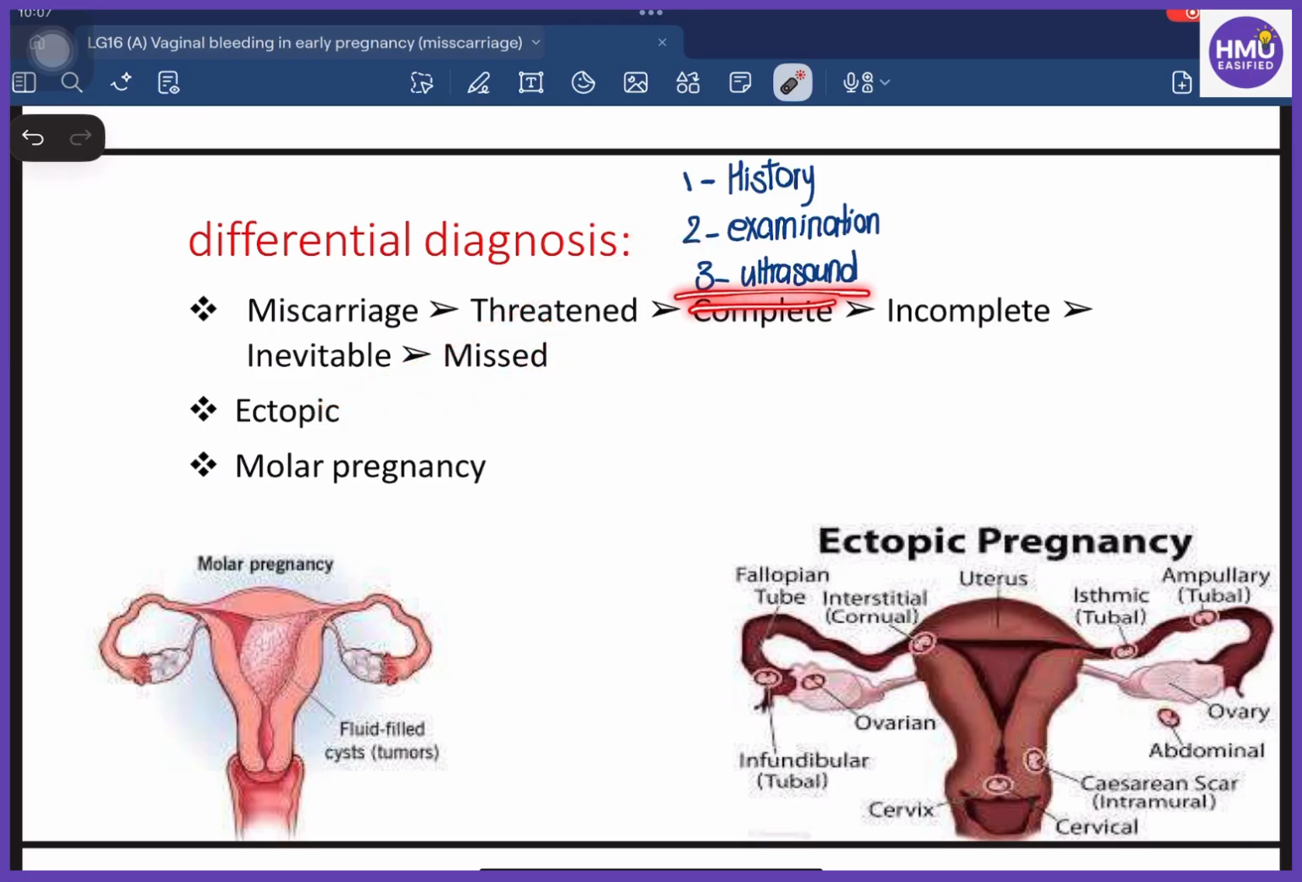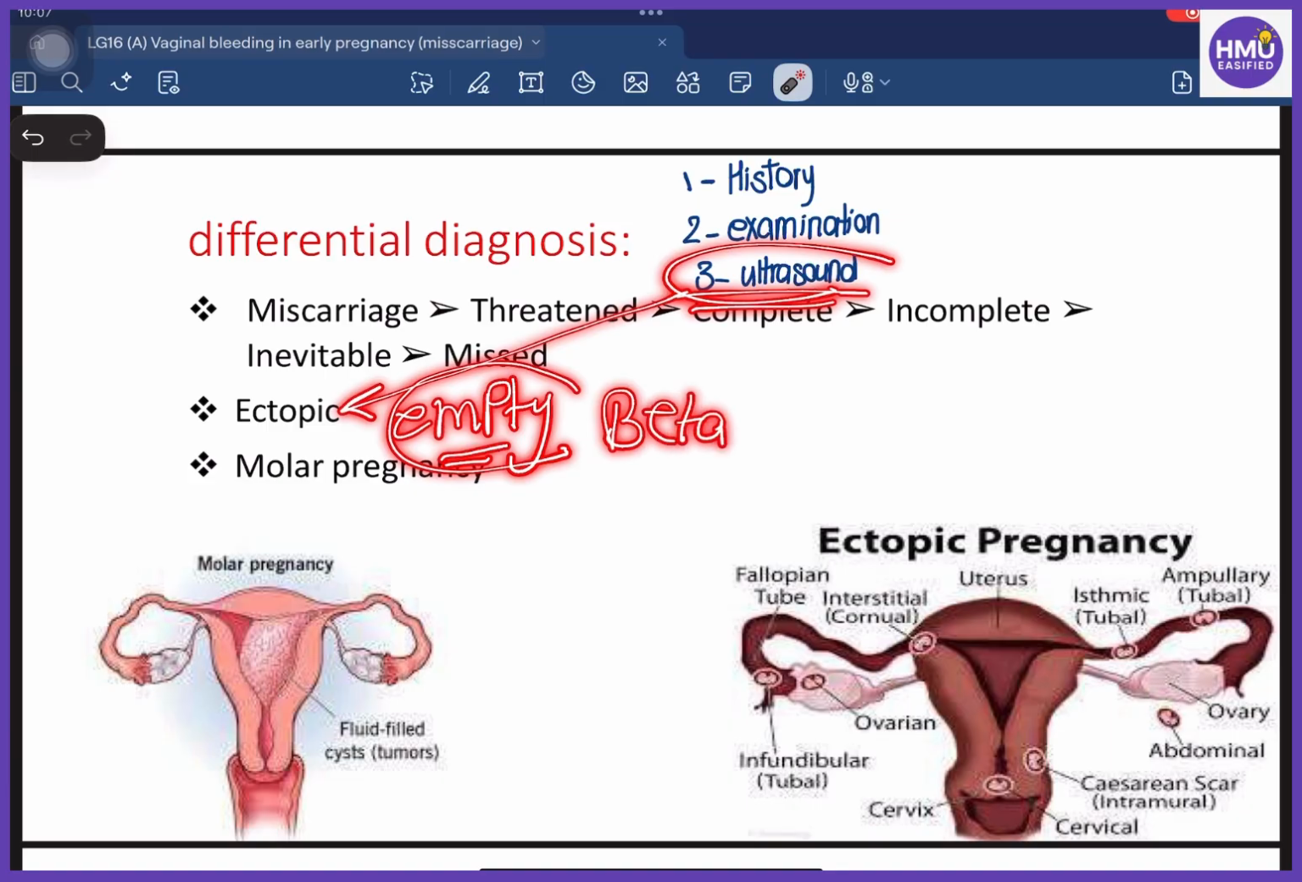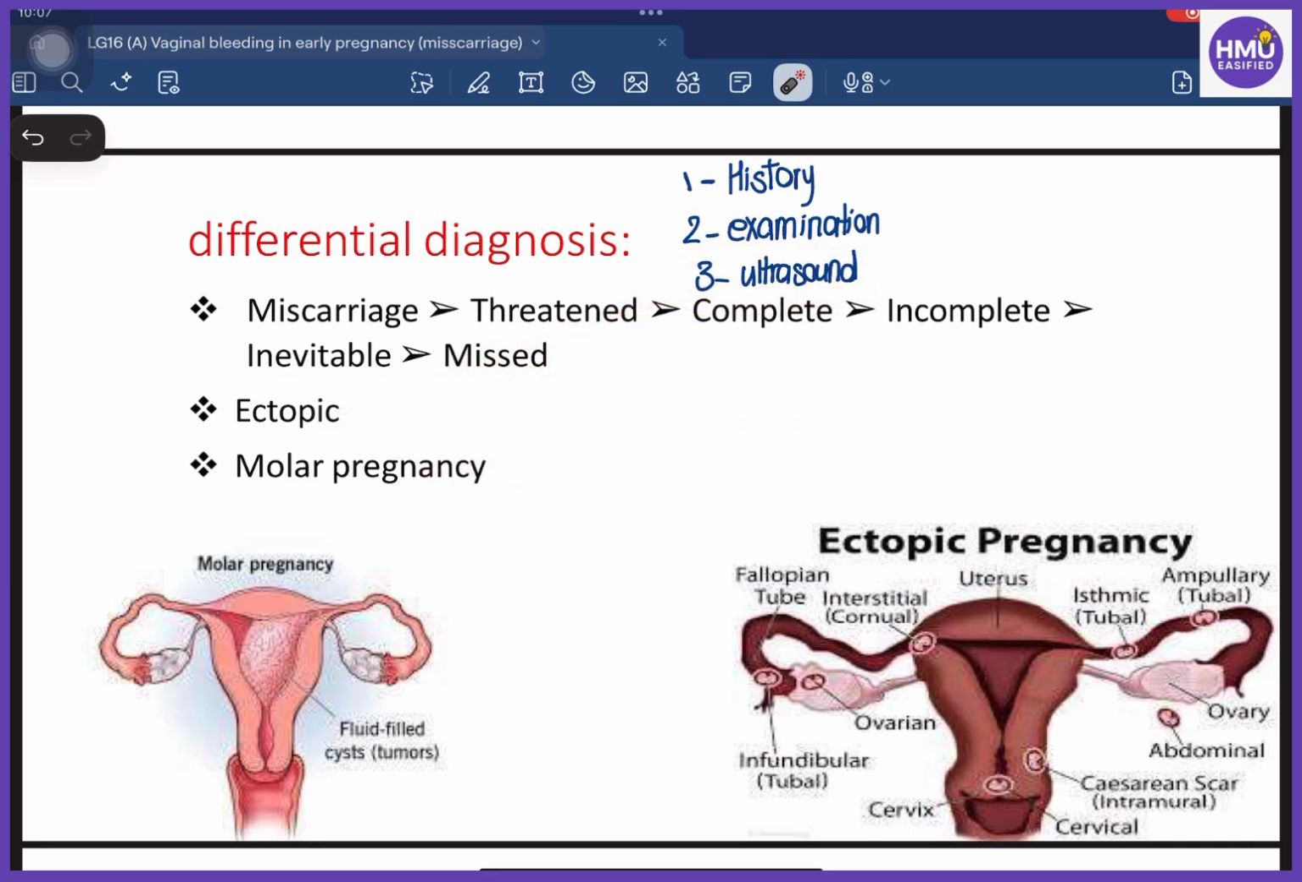On ultrasound, what do we see in ectopic pregnancy? We see an empty uterine cavity. And if the beta HCG is high, that means it's most likely ectopic pregnancy.